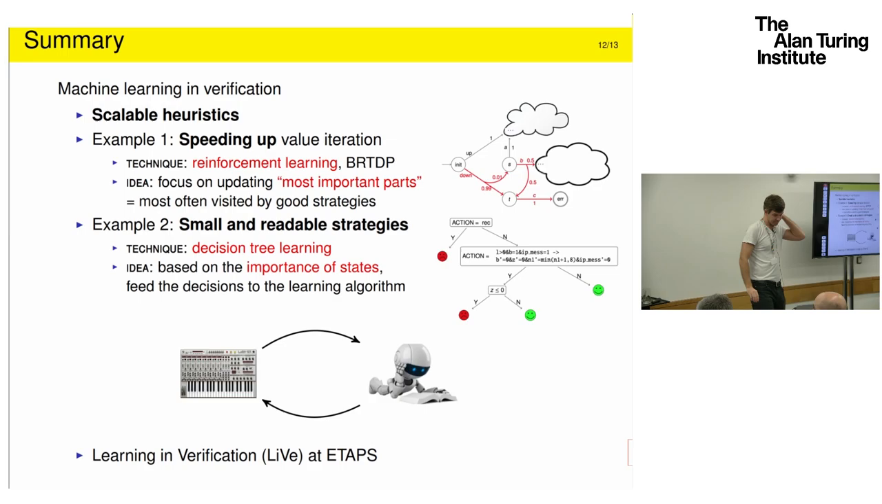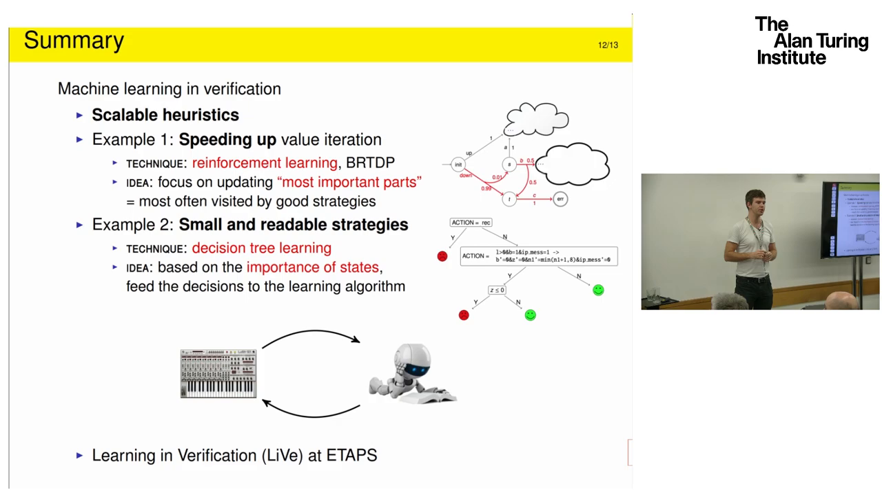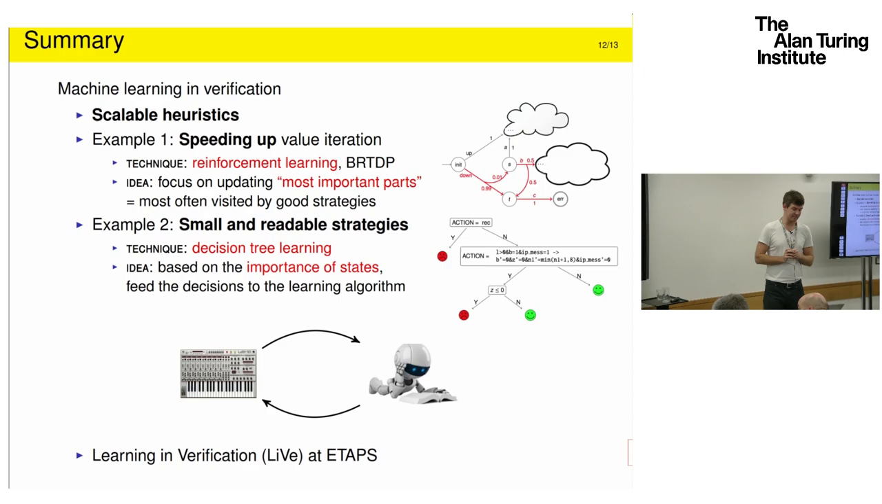Okay, so to summarize, what we have seen is two applications or two uses of learning and verification to speed up things or to improve their quality. In one case, it was the reinforcement learning. In the other case, the decision tree learning. And it was always about identifying something important, getting some insight into the system, something that is hard to formalize and hard to obtain for us using the traditional techniques. But still, any good guesses can be utilized. For those of you who are interested in this topic, there is a workshop called Learning and Verification. So the second issue is going to be this April at ETAPS. So the call for papers is about to be sent out.